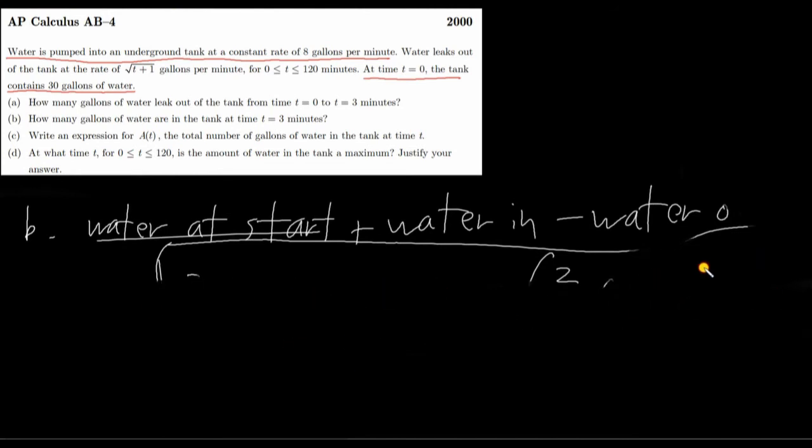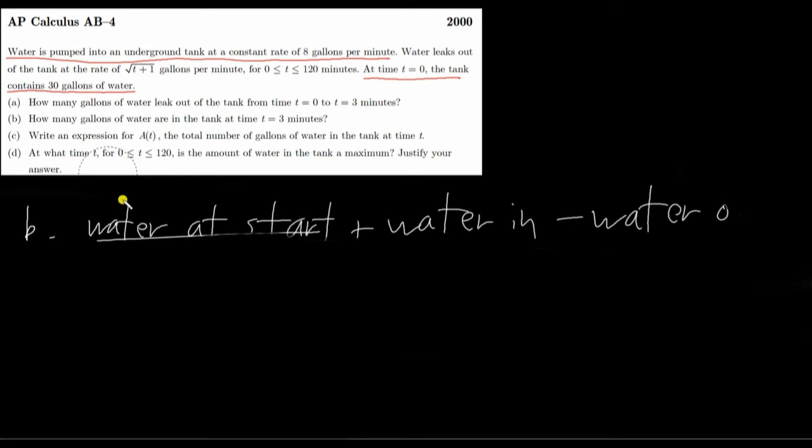So part C is, we're going to still use this water at start plus water in minus water out thing. Okay, so we have an expression A of t for the total number of gallons at time t. We did the specific case of time t equals 3 minutes in part B. Now we're going to generalize this for any time t. So the water at the start, we know that's always going to be 30 gallons, right? Regardless of the time.